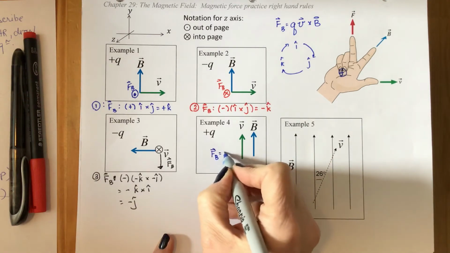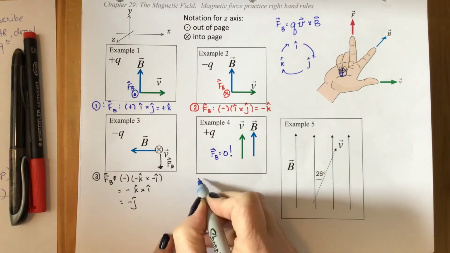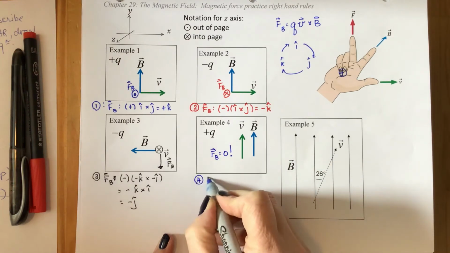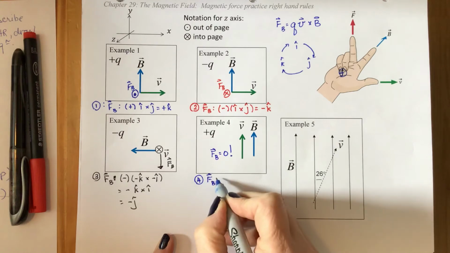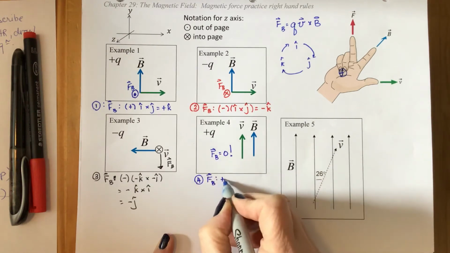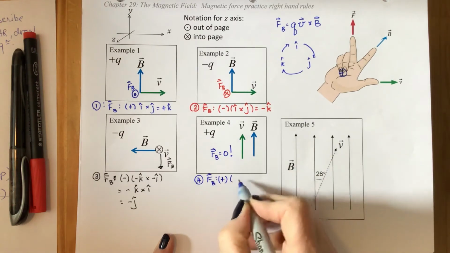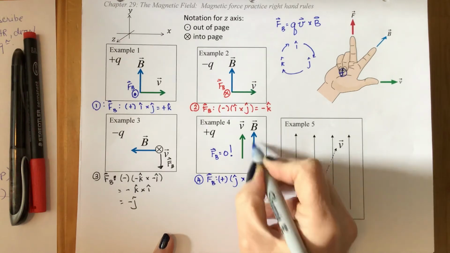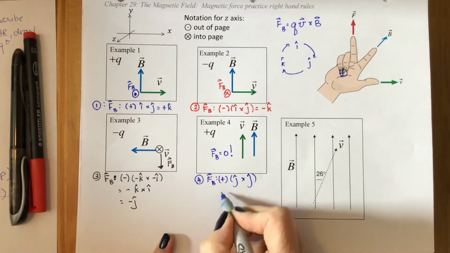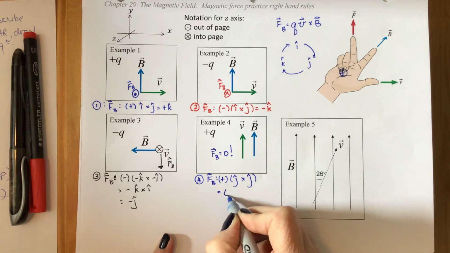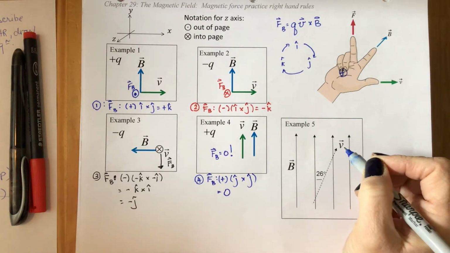So for example number 4 here, the direction of FB is a positive charge Q. V points up, that's plus J, crossed with B points up, equals plus J. So the magnetic force here is 0. Last one is example 5.